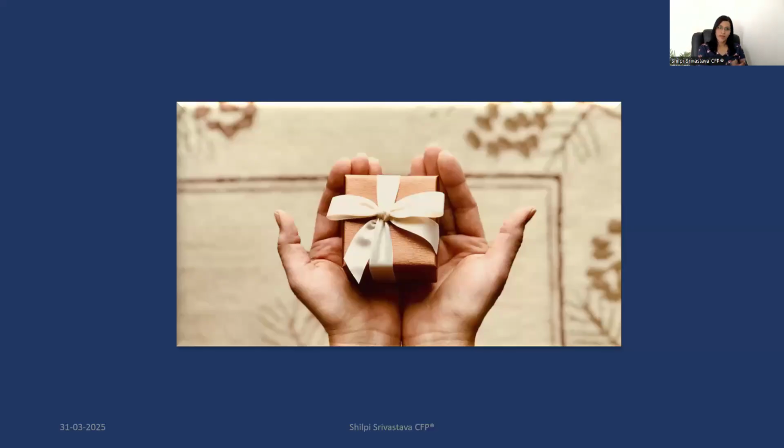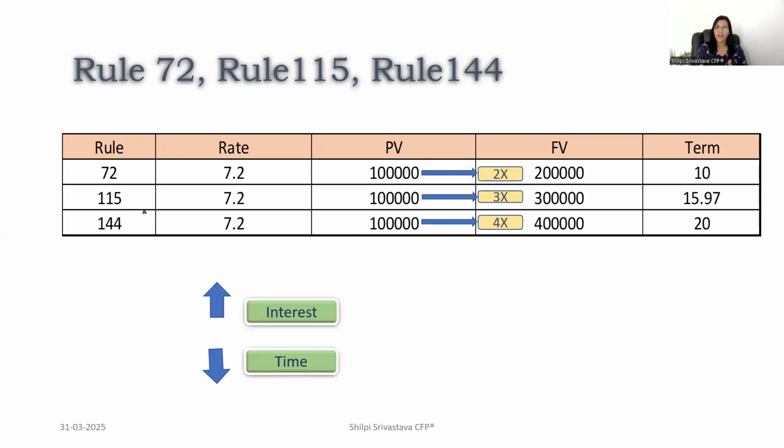At the end of the session, a bonus gift for you that is not in monetary terms: one small term buster, which I'm going to explain. This is Rule 72, Rule 115, and Rule 144. You might have heard about all these rules. Rule 72 is about doubling your money: by what tenure are you doubling your money? Your money is 2x. Then how to get 3x? How long will it take you to multiply your money 3 times? Then how long will it take to multiply your money 4 times?